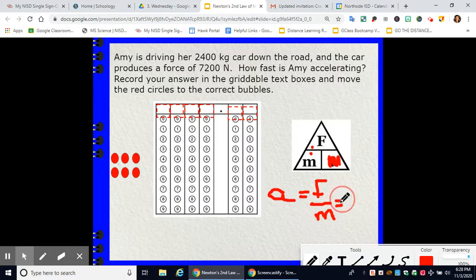What is my net force that's given? 7,200. And what is the mass of her car? The mass of her car is 2,400. So I would simply divide my net force by my mass and get the acceleration.